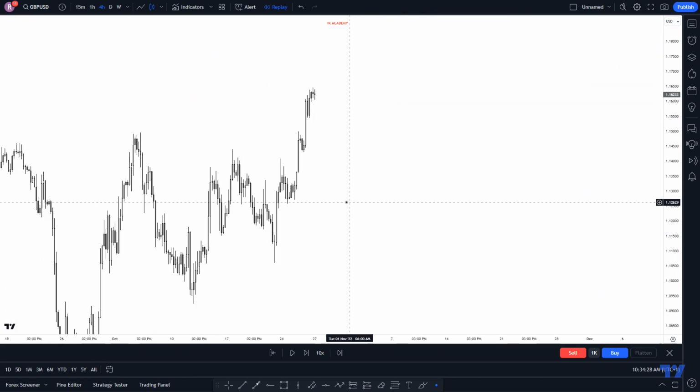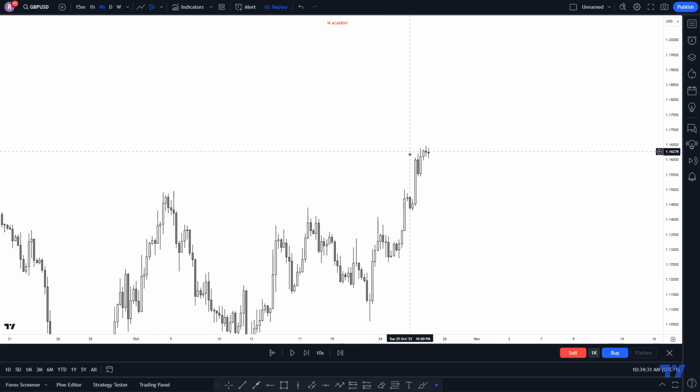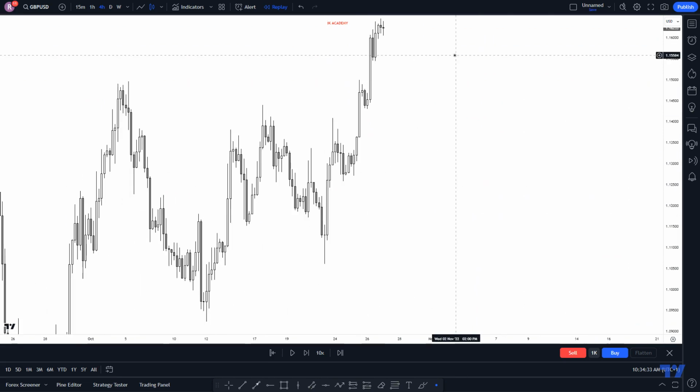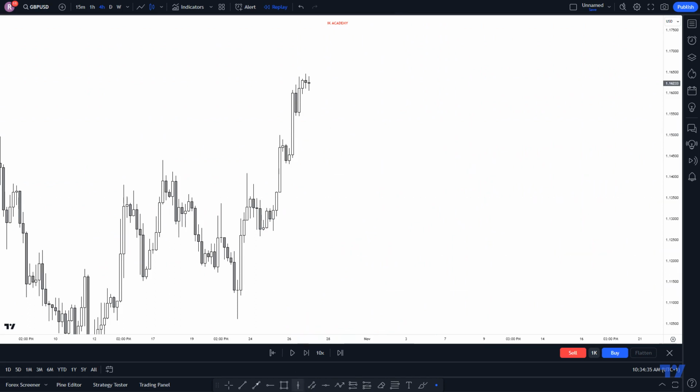So we can see from this structure, this is the top that we have on this 4 hour structure. So on this 4 hour structure, what do we have? We can clearly see that this is a pullback.